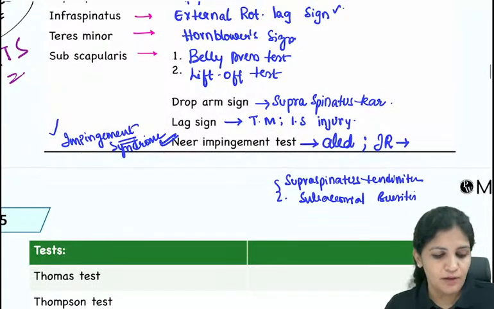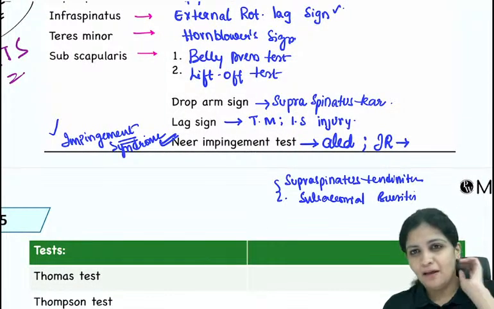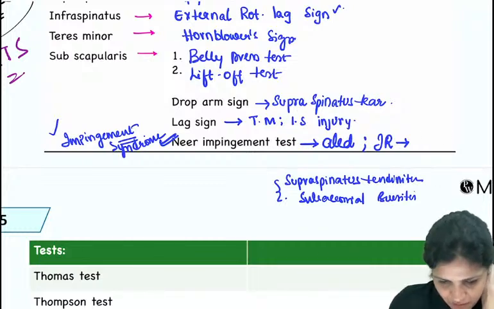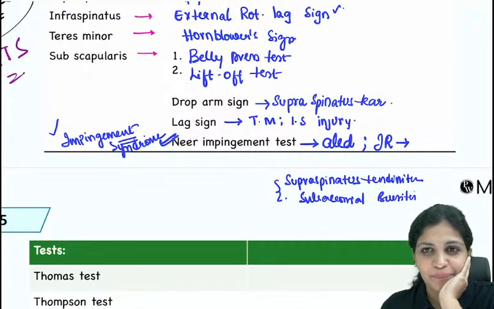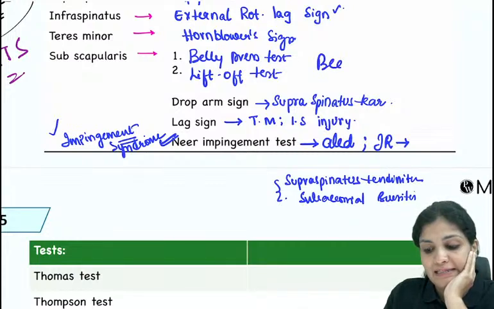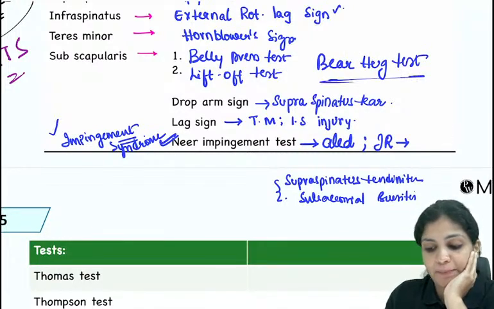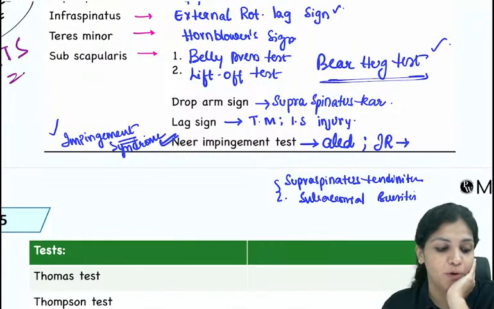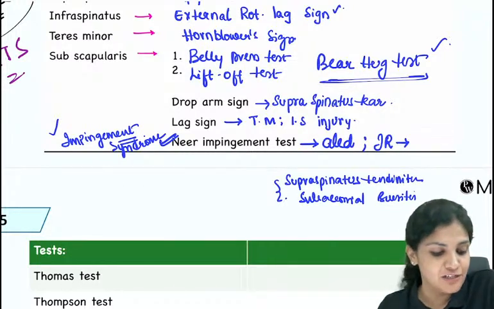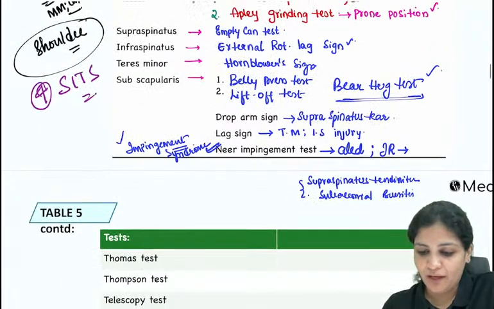So there is no name which is given as beer can, but empty can is there. But if the word can is there, then it is your supraspinatus only. But there is a bear hug test. That is for your subscapularis. Bear hug test is for subscapularis. But I'm not very sure about this beer can. Maybe boys like you had changed it to beer can instead of empty can. Okay.